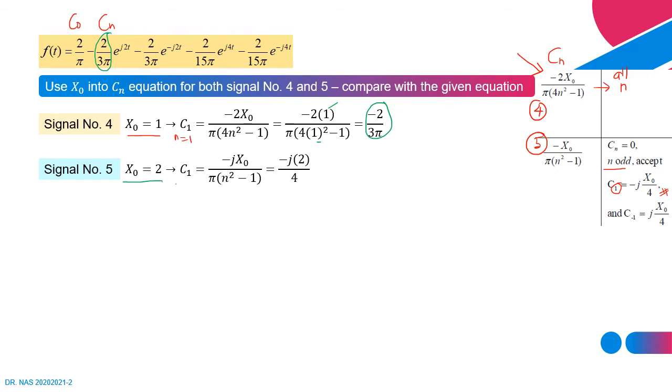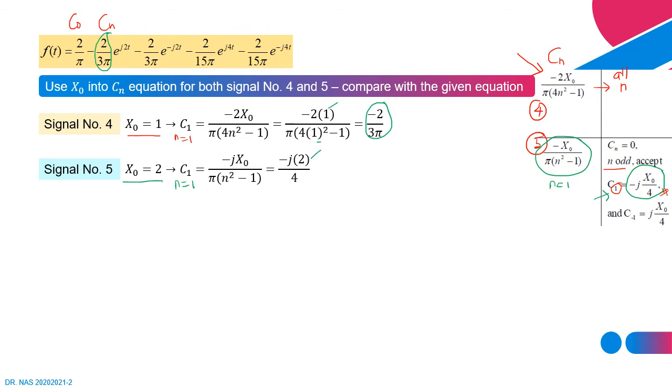So again, we consider the same n equal to 1. So now you need to replace Cn equation with n equal to 1. But don't forget to look at the remark. Cn will be zeros for all n odd number except C1. So now when n equal to 1, you need to use this equation. This is for C1. So C1 equal to negative jx0 divided by 4.